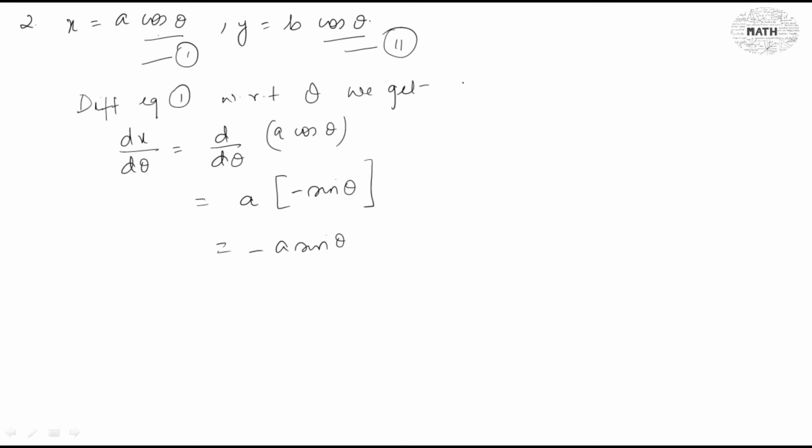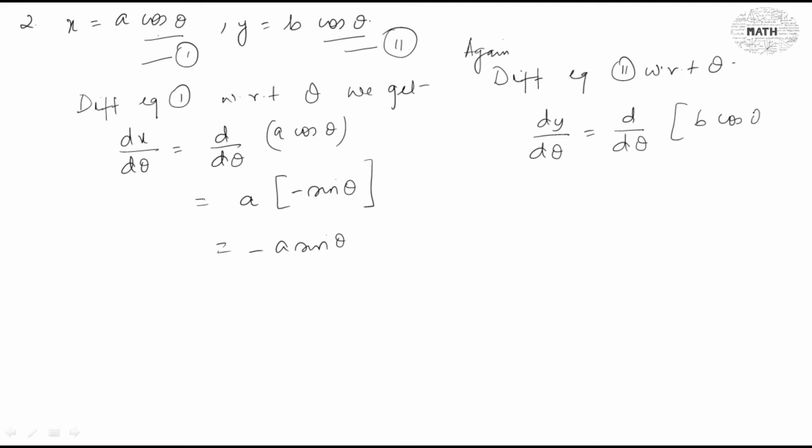Similarly, differentiating equation 2 with respect to theta, I'll get dy by d theta is equal to d by d theta of b cos theta. So that will be nothing more than b of minus sine theta. So the answer would be minus b sine theta.